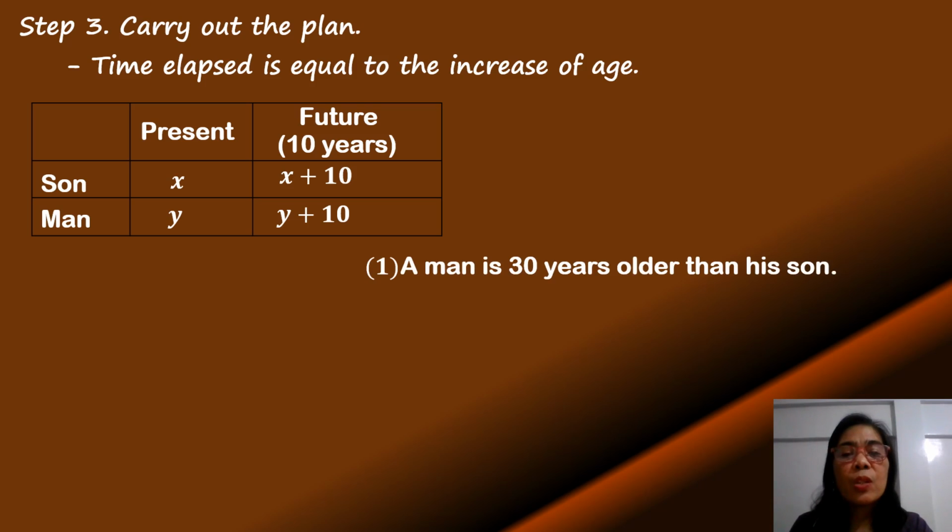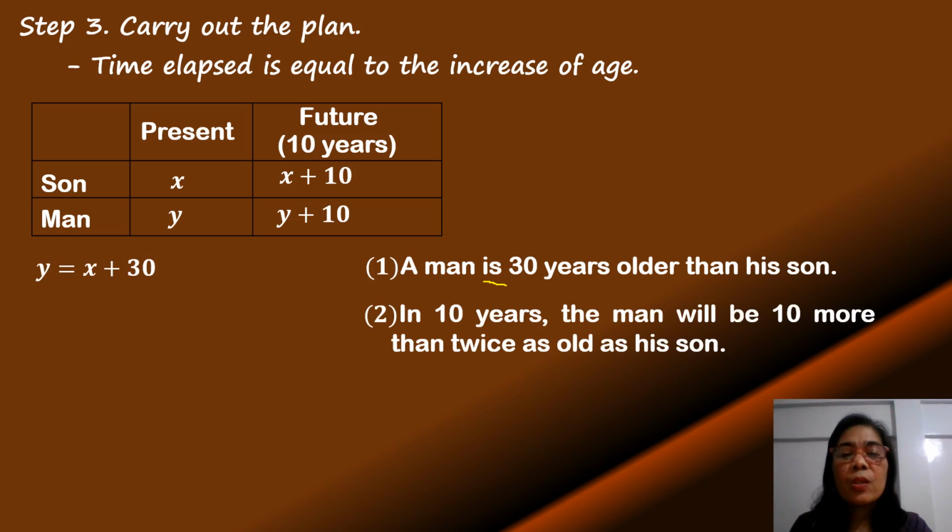The first condition is that a man is 30 years older than his son. So in here, we are talking about their present ages. And it says that the man is 30 years older than his son. So y is equal to x plus 30.